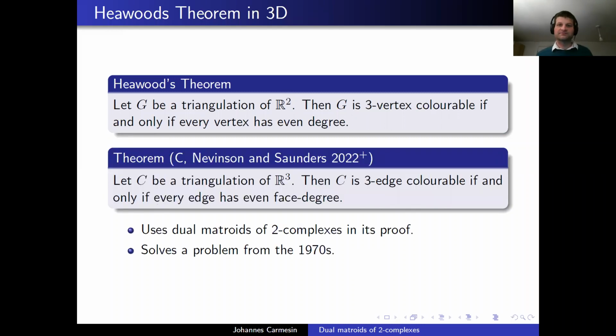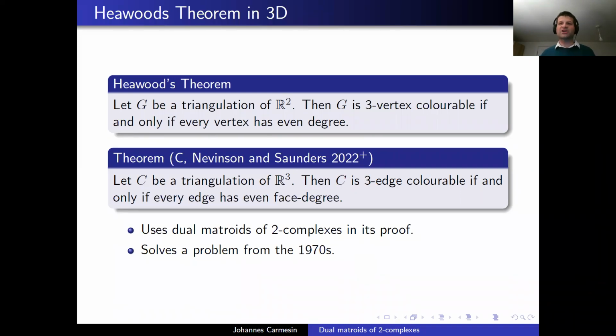And now this you can also do in 3-dimensional space. So in 3-dimensional space, you no longer want to color the vertices, but instead you want to color the edges. Because if you have an edge coloring, then it would induce a vertex coloring on all the link graphs. So this is then like simultaneously vertex coloring all the link graphs.